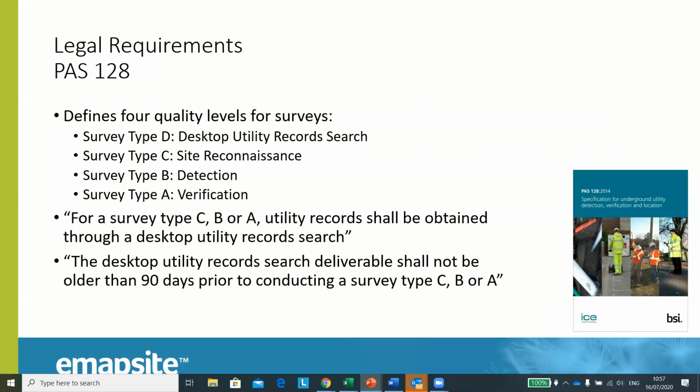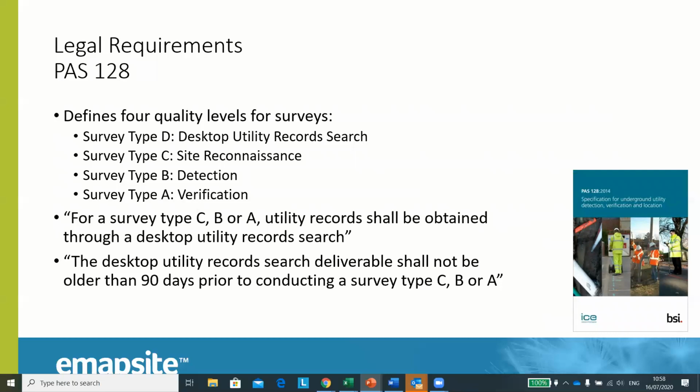So PAS 128 states that a desktop utility record search, or a utility report as we're calling them, must be carried out before further surveying work is conducted, highlighting it as a highly important element of any subsurface works. So before you go to level C, B, or A for your actual on-site surveys, you've got to have a desktop report first. PAS 128 states you've got to have one.